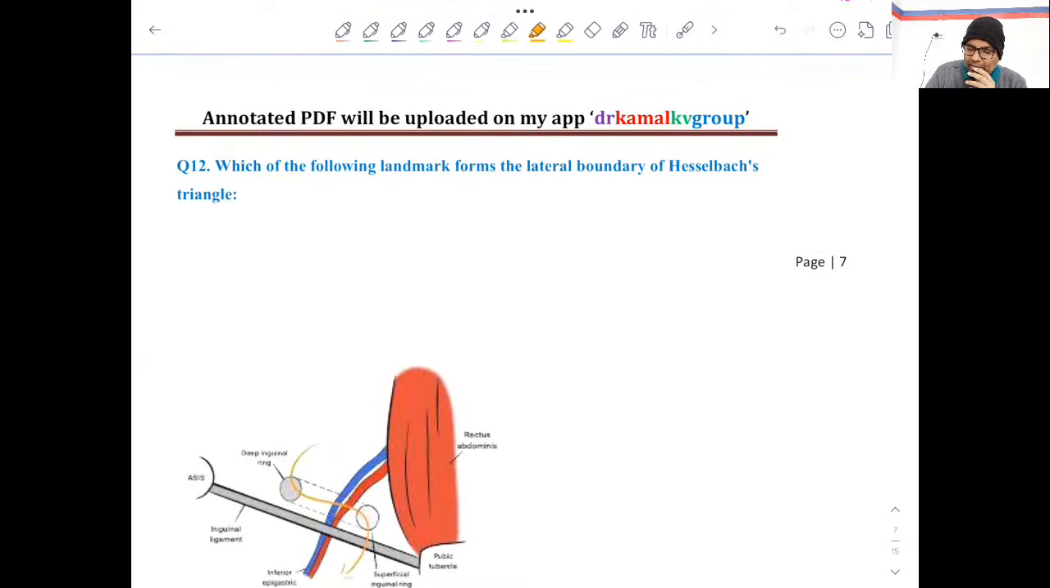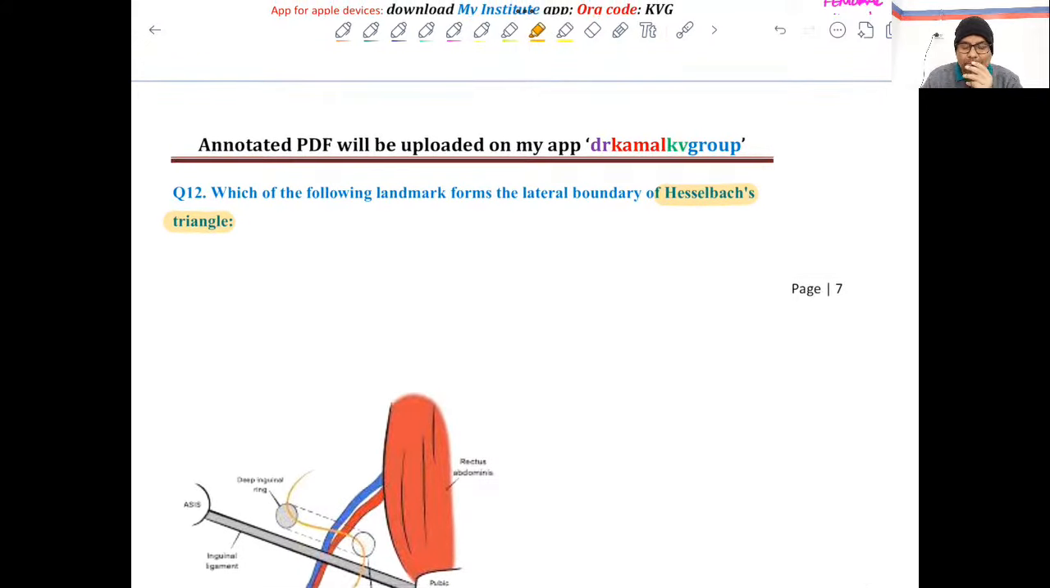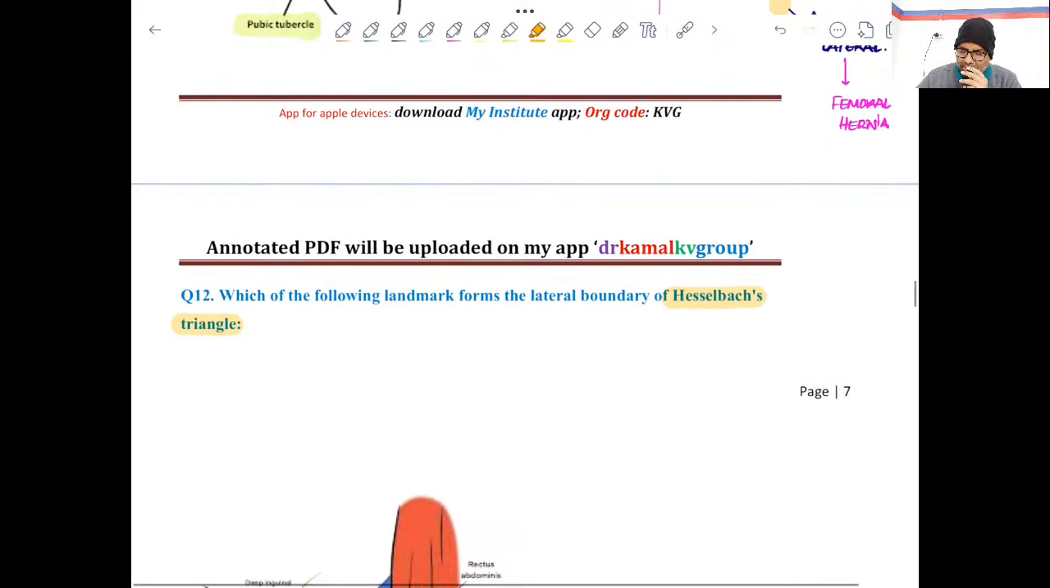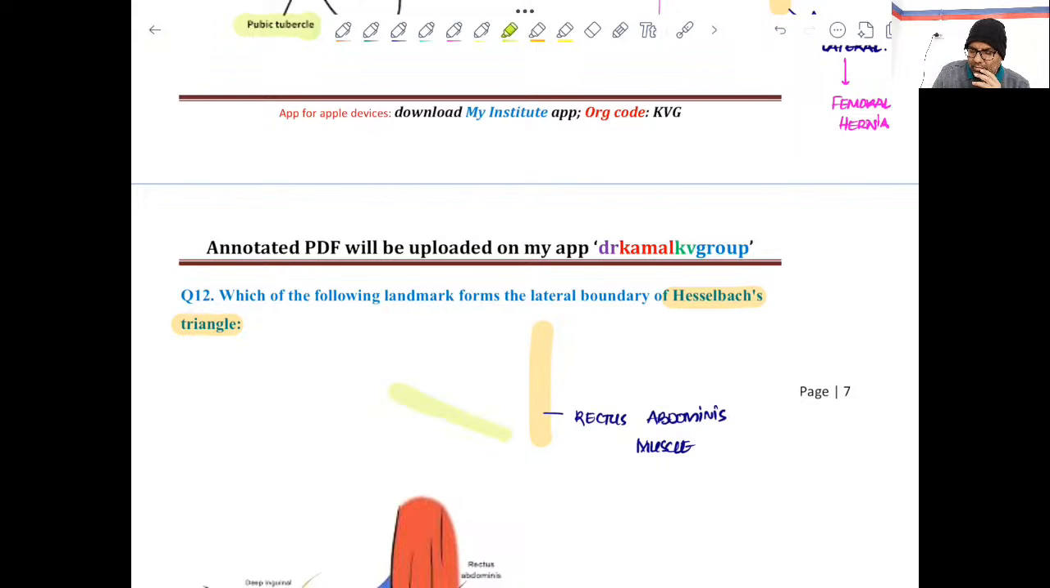Now there is one landmark, and this is Hesselbach's triangle. Now which landmark forms the lateral boundary of Hesselbach's triangle? Here we can just have a rough diagram first. Suppose this is the rectus abdominis muscle. Clear? Downward we have the inguinal ligament. Okay, so this is the inguinal ligament, and laterally we have the inferior epigastric vessels, both artery and vein.